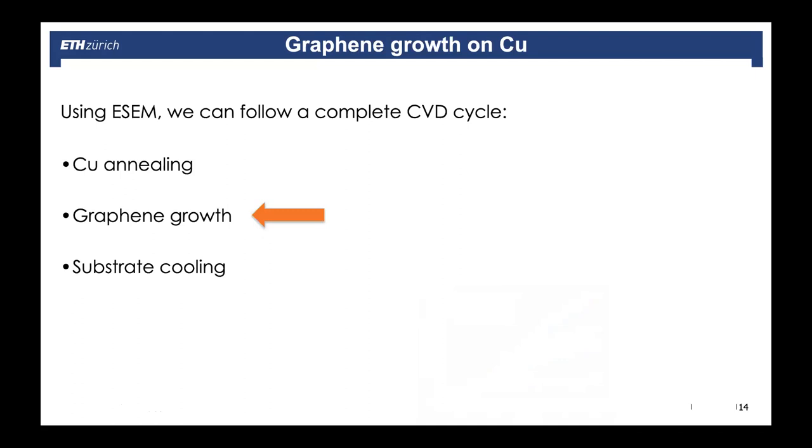Yeah. So you have grown. And now, of course, you need to cool down. In the end, you want to take the graphene out of the oven and remove it from the substrate. And what people usually don't see is what happens during cooling. And there's a lot of things happening. Let's have a look.